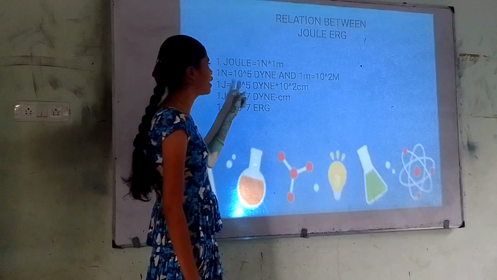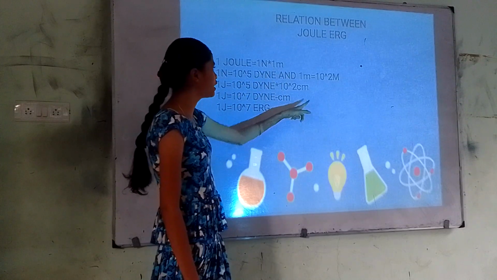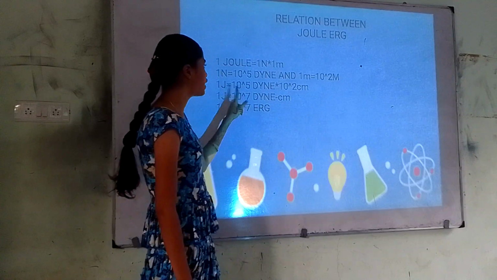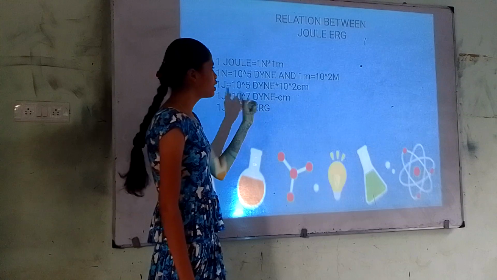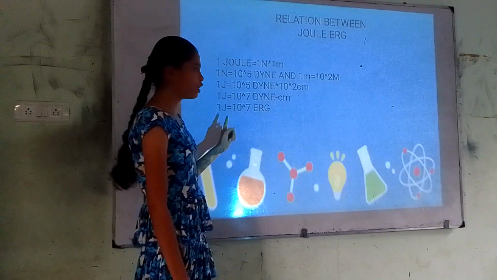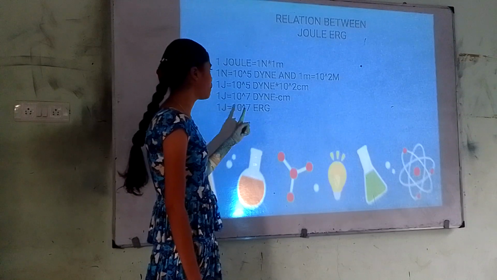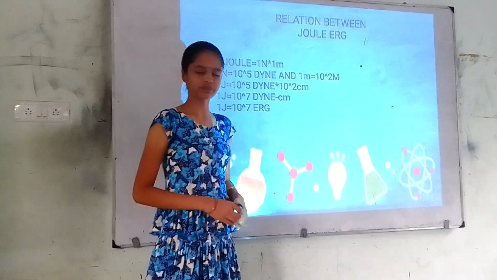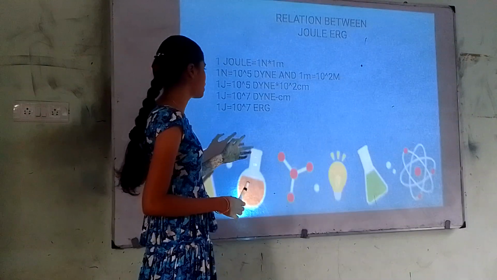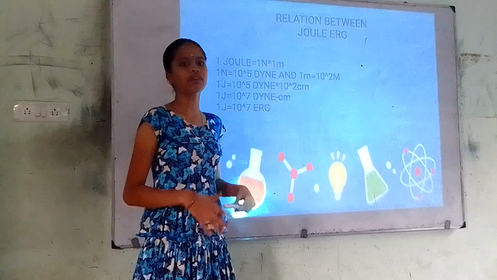1 newton equal to 10 power 5 dyne and 1 meter equal to 10 power 2 centimeter. 1 joule equal to 10 power 5 dyne multiplied by 10 power 2 centimeter. Therefore, we get 1 joule equal to 10 power 7 dyne centimeter. 1 dyne centimeter is equal to 1 erg. So, we can express 1 joule equal to 10 power 7 erg.